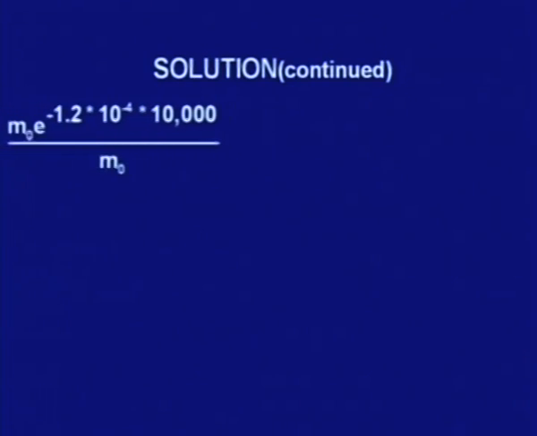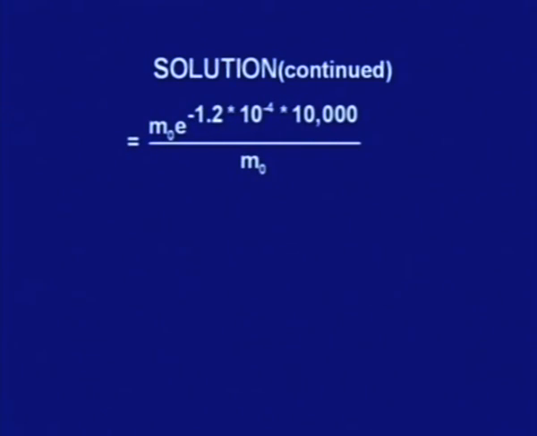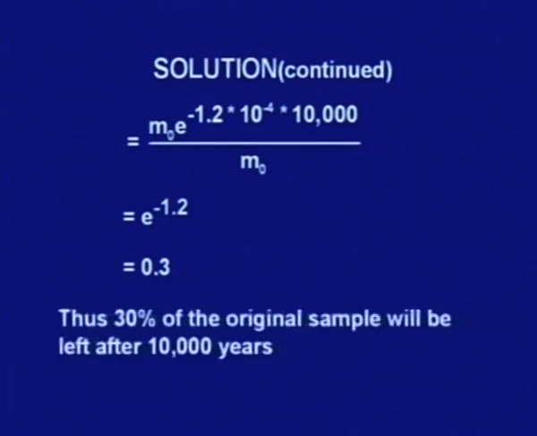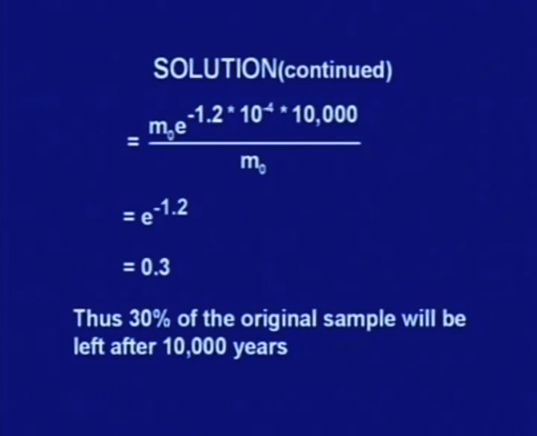So, now use this information in our solution. M at 10,000 will be m naught times e to the power minus 1.2 into 10 to the power minus 4, and in place of t I use 10,000, which gives me e to the power minus 1.2. Now, we can calculate this value, which comes out approximately as 0.3. What does it say? After 10,000 years, 30% of the original sample of the carbon 14 isotope will be left.